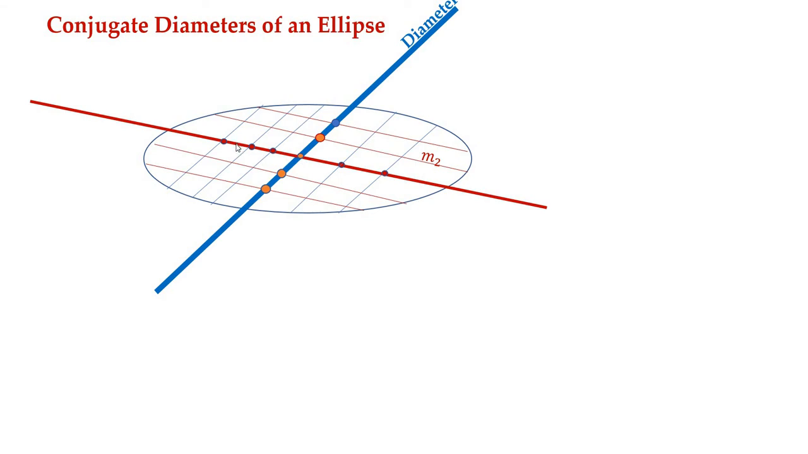In the same way, if you consider this, each should bisect the chords parallel to the other. The other diameter in the second case is this.